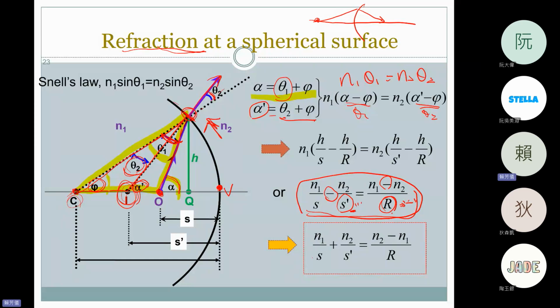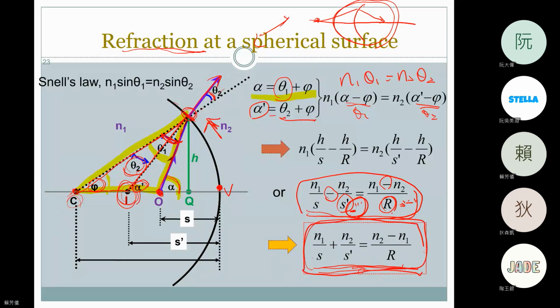And if we are using the same method to find the image equation for this kind of surface, we will get the same equation form. So we want both of them to use the same equation. If we use this equation and apply the formal rule of the sign, then we can use this equation.